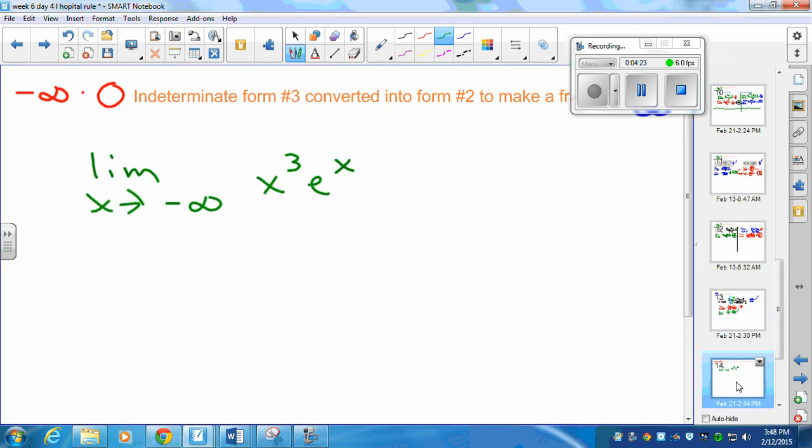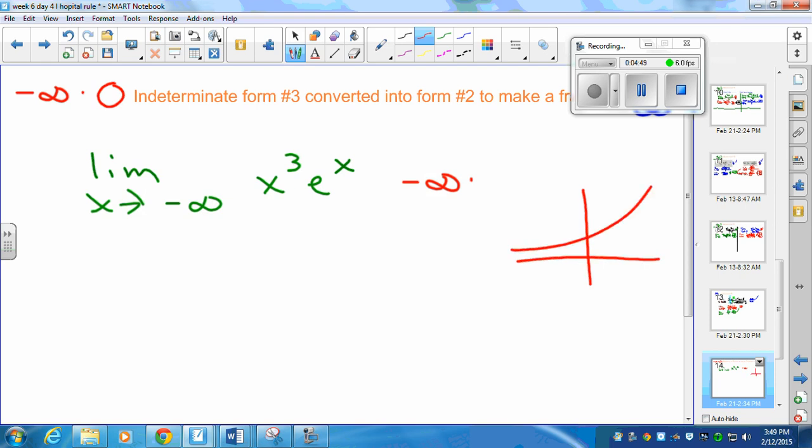Next one. Okay. Now, all of these L'Hopital rules have been working if it's a fraction over a fraction, and you get 0 over 0 or infinity over infinity. This problem here, there's no fraction. So when I plug in negative infinity, I get negative infinity times e to the negative infinity. Now, let's just visually think about this.